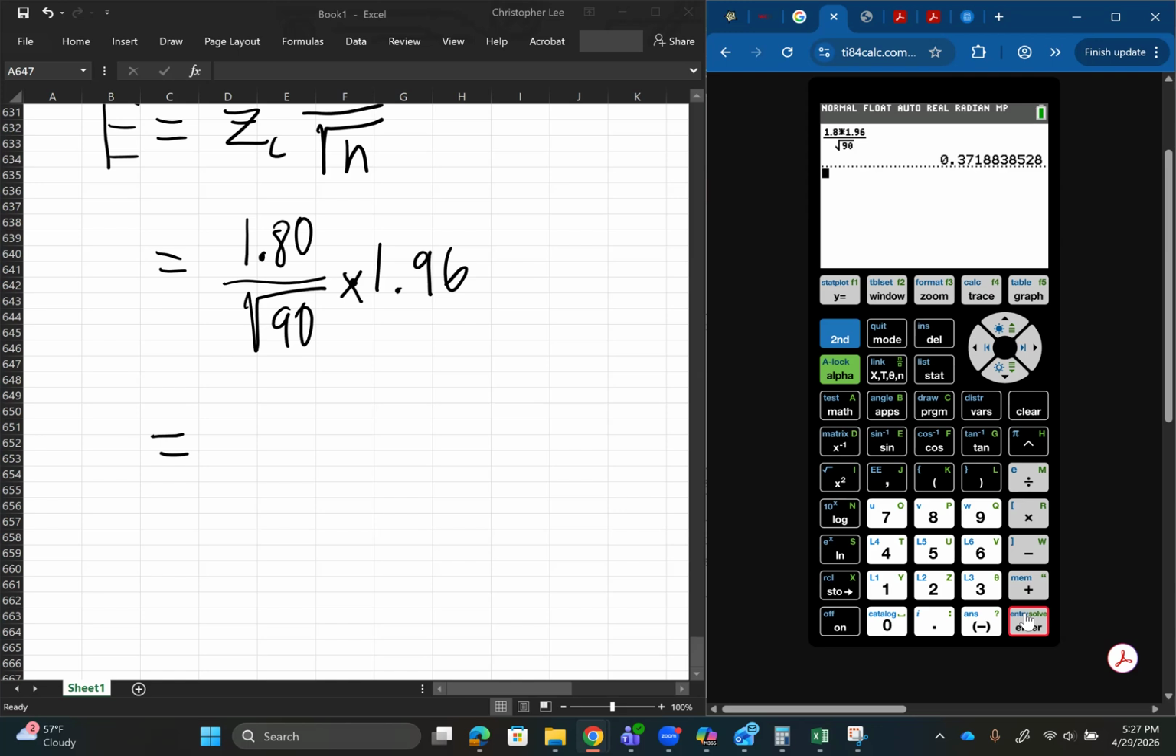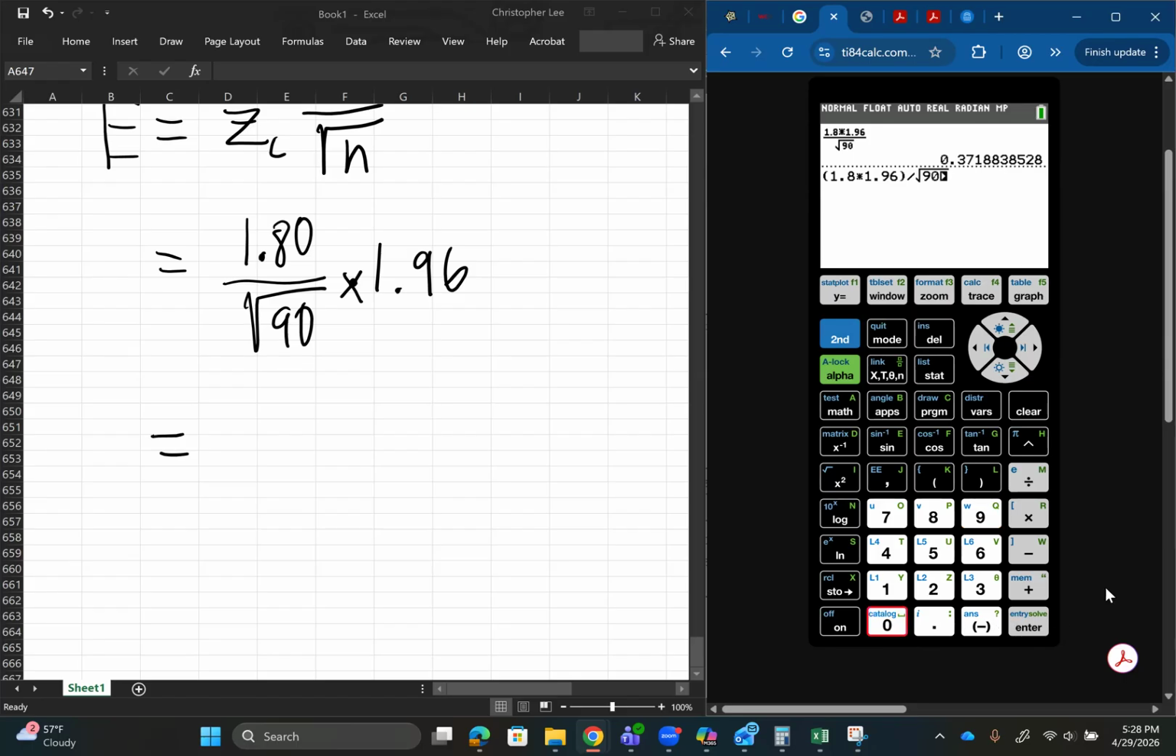You got to use parentheses. So you want to do open parentheses, 1.8, times 1.96, then close parentheses, then second square root. Actually, wait, hold on, no. I'm sorry. Delete that. Divide and then second square root, then 90.